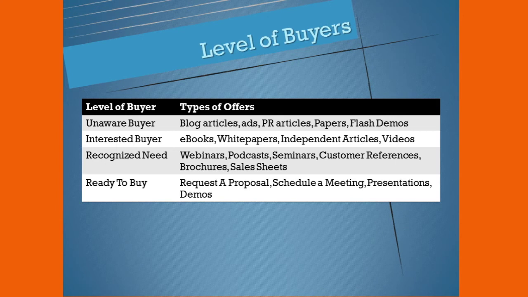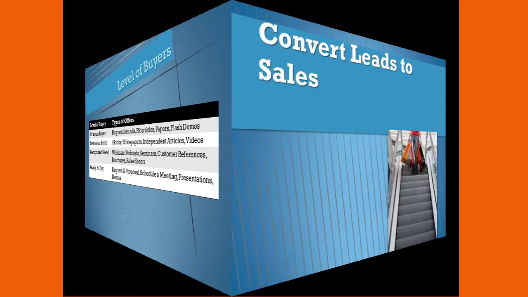Then there's actually people that have a recognized need. They know what they want. They want to really get more information about it, so they're going to attend a webinar or maybe listen to a podcast. They might attend a particular seminar, and they might ask for some brochures or sales sheets on a particular product or service. And then there's those folks that are ready to buy. They're looking for a proposal, they're wanting demos, they're wanting to schedule something with you. They'll call you up and say, hey, let's do it. All right? And you need to be able to address each of those different levels of buyers on your website and have different ways of communicating the information to them.